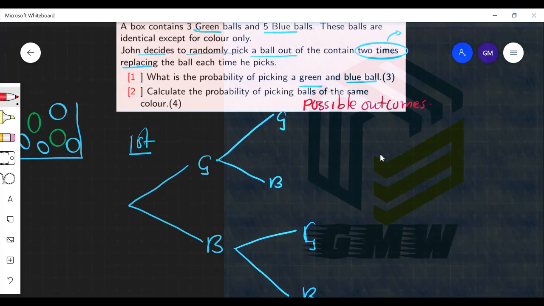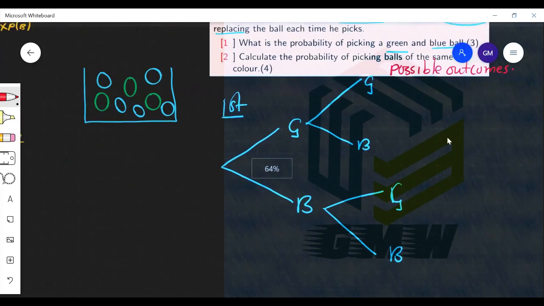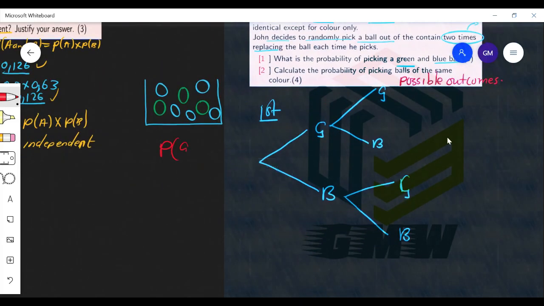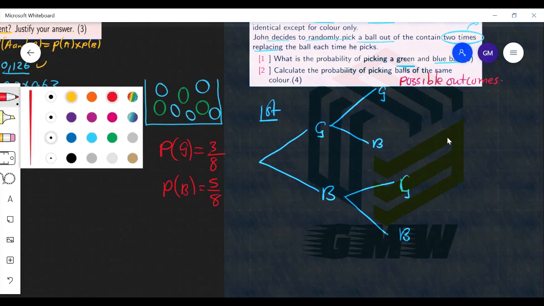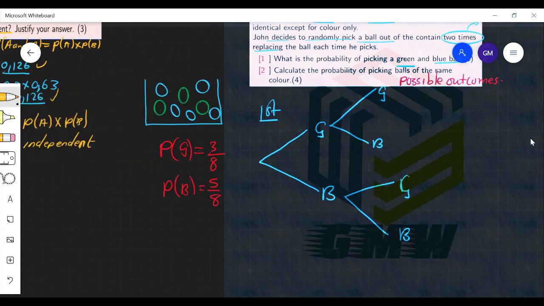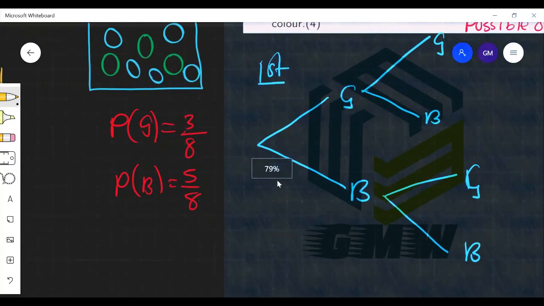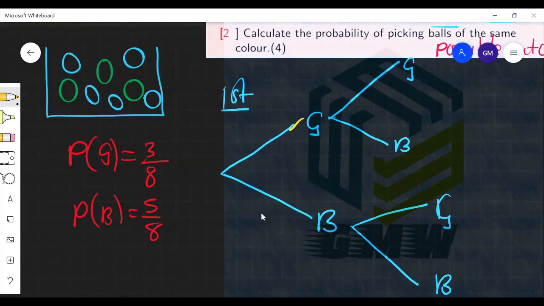Now, from what we have, what is the probability of picking green for the first time? 3 over 8. And what is the probability of picking blue? 5 over 8. What you need to understand is that on these branches coming from the same node, if you add their probabilities, you should get 1.